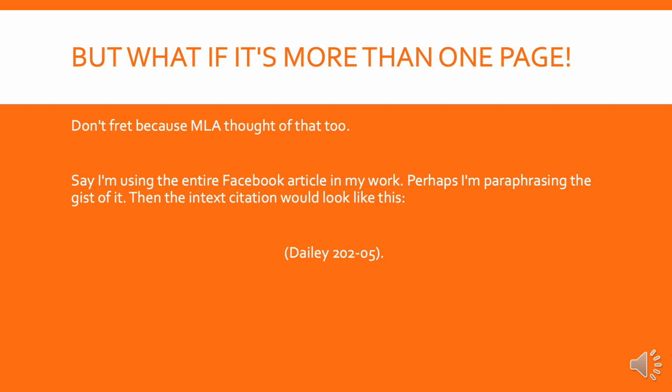However, what if there's more than one page for the information? And maybe you got the information from over several pages. This is what you're going to do. This is what the in-text citation is going to look like. You're still going to use the last name. You're going to put the first page number. You're going to put that dash there. And you're going to put the second page number. You're going to close it in the parentheses and put a period at the end.